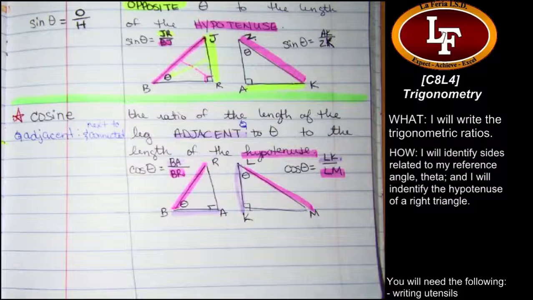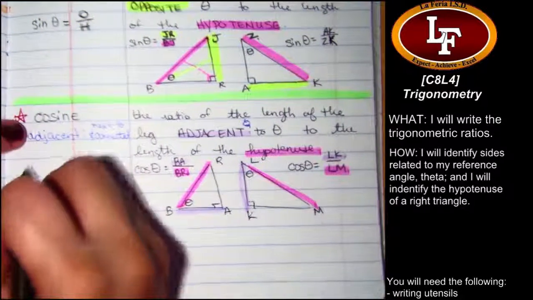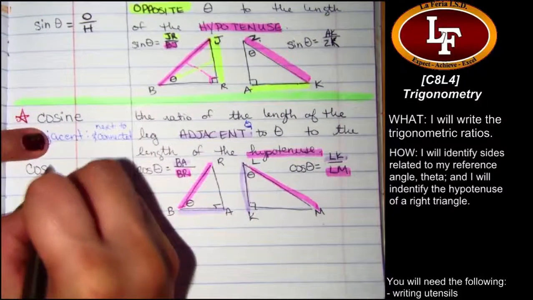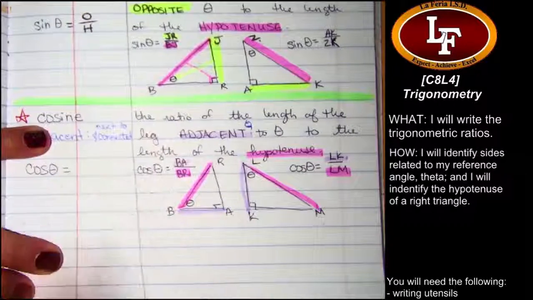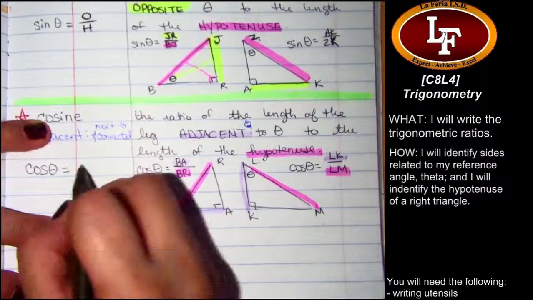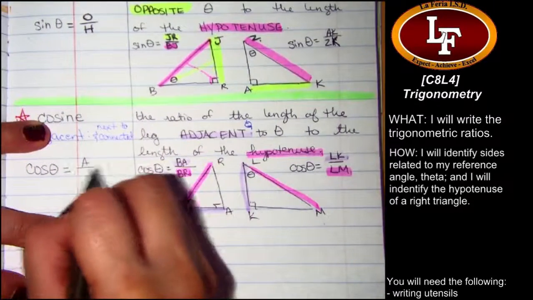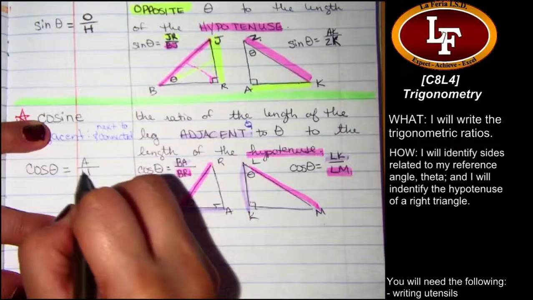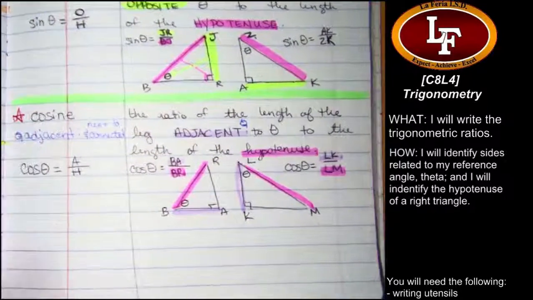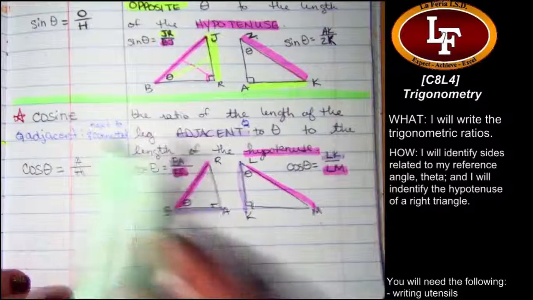And this one, it's the cosine over the hypotenuse. The adjacent over the hypotenuse. We're going to abbreviate that ratio as cosine theta equals A for adjacent over H for hypotenuse.